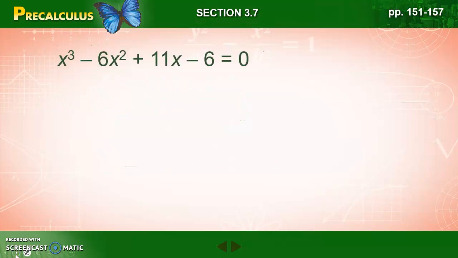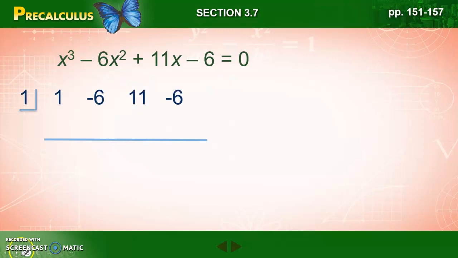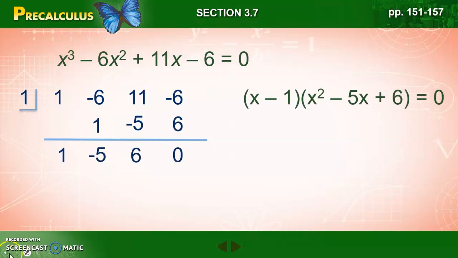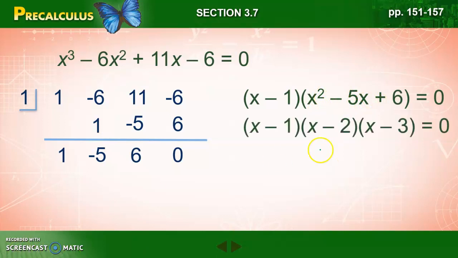So we're going to take our x cubed minus 6x squared plus 11x minus 6. And using what we learned about c over d, let's try to divide this by 1. And that works. And we're left with a reduced polynomial of x squared minus 5x plus 6, which we can then factor into x minus 2 and x minus 3. And we now have three values of x.